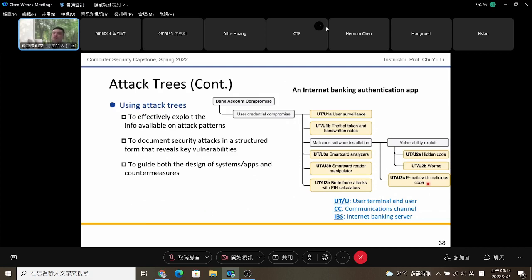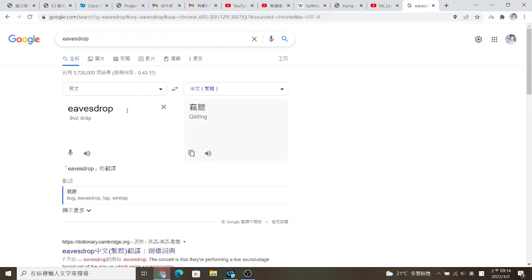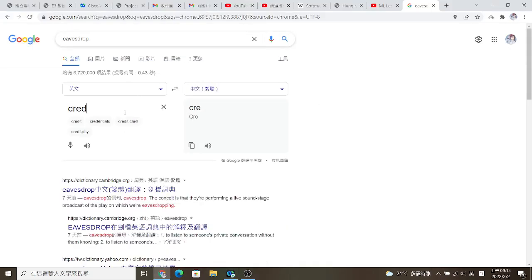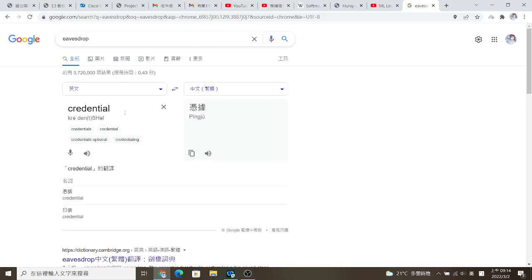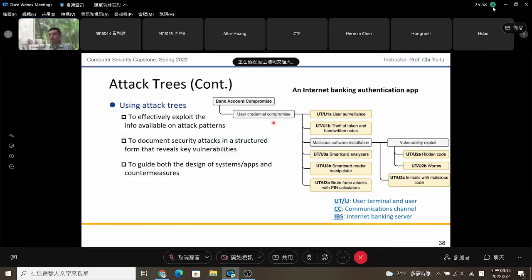So here we consider an internet banking authentication application. The goal is to compromise a bank account. Then there are several ways. The first one is to try to compromise user credential. Usually in the security area, compromise means we attack the target successfully. So user credential compromise means we are successful in getting the user credential.